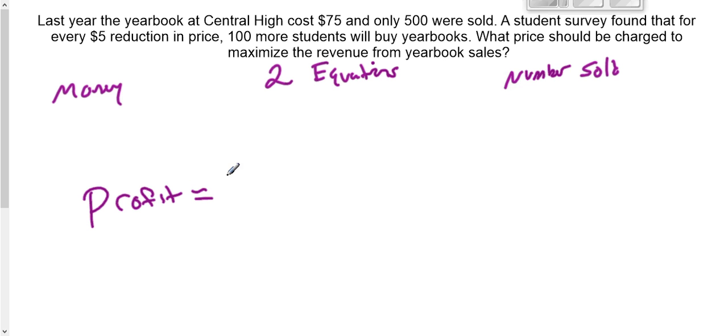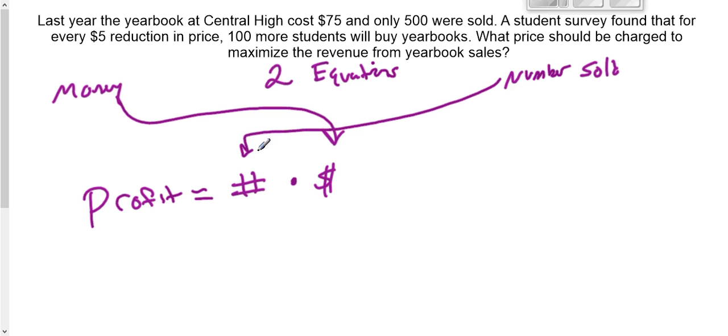So profit is how many you sold times the price that you sold it at. Here's where the money part comes in, and here's where the number sold comes in. So last year, their profit, P, was equal to 500 times 75. This was last year's setup.